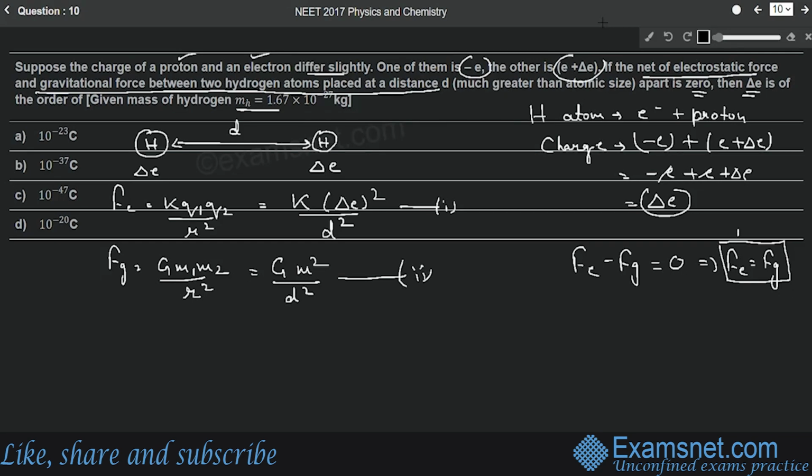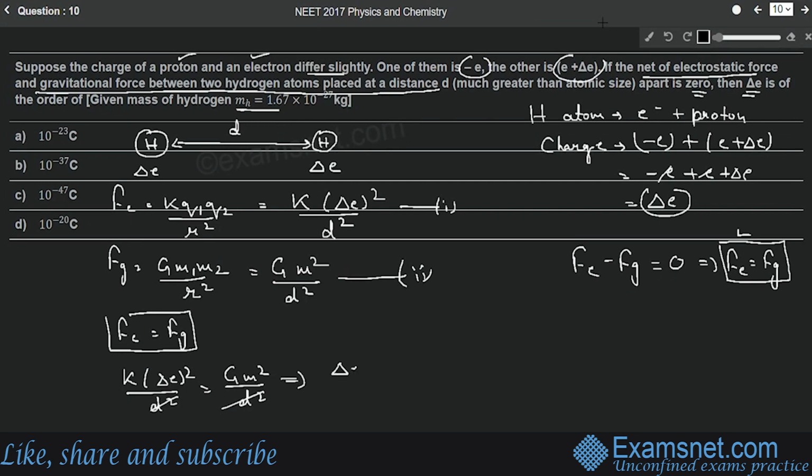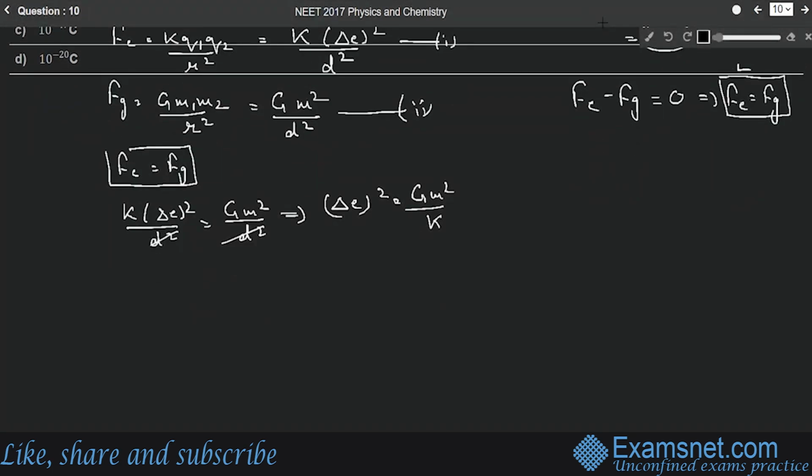We know that these two forces are equal, so electrostatic force is equal to gravitational force. That means k into delta e square upon d square is equal to G into m square upon d square. The d square cancels. So delta e square will be equal to G m square upon k, or we can write delta e is equal to the square root of G m square upon k. Now we have to find the order of delta e.